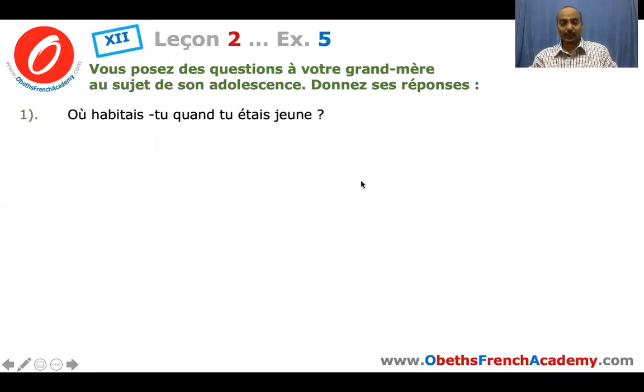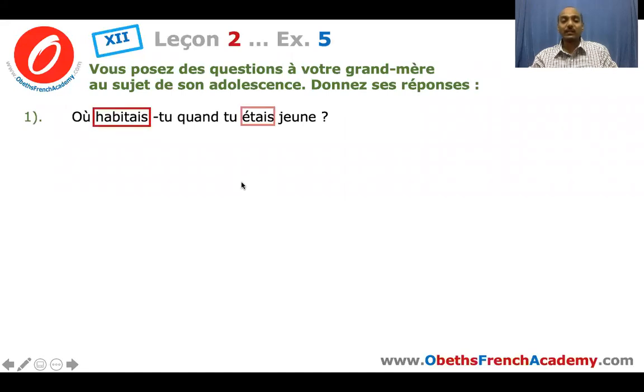Let's see the first question. Où habitais-tu quand tu étais jeune? Where were you living when you were young? Did you see there are two verbs? They're already used, conjugated those verbs in imparfait.